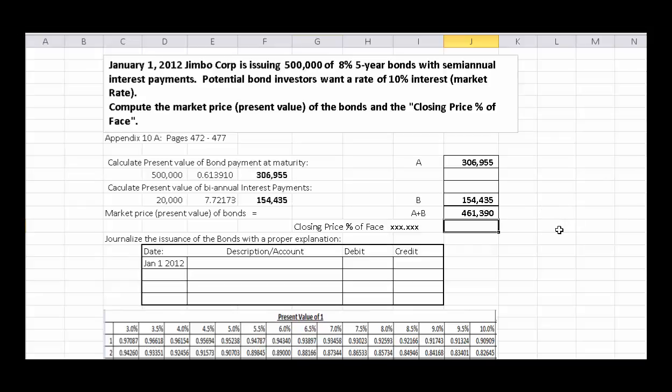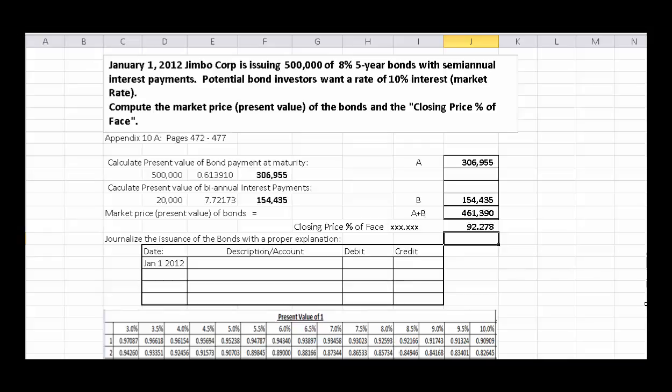So now we want to calculate the closing price as a percentage of the face of the bond. We could take the closing price divided by 500,000 less 2 points, and that'll give us our number because we have to end up at a full decimal price amount here. So I'm going to go equals closing price divided by 5,000 instead of 500,000, and that gives me 92.78 as the close price for the bond on the market. Now we need to journalize the issuance of this bond.